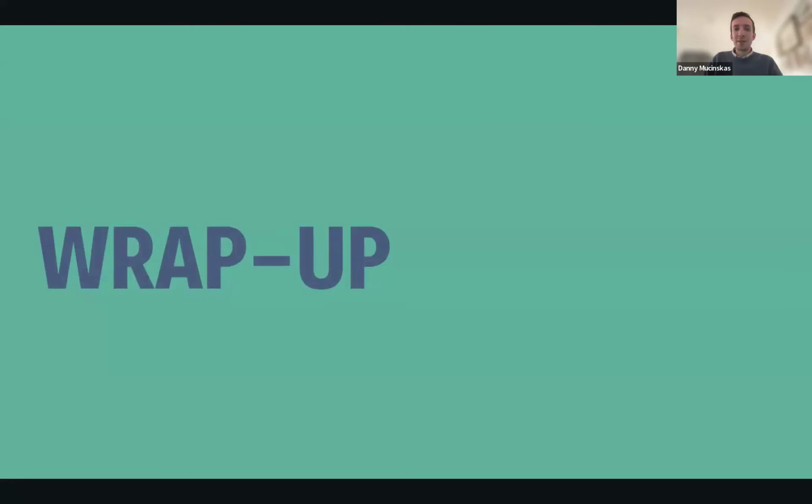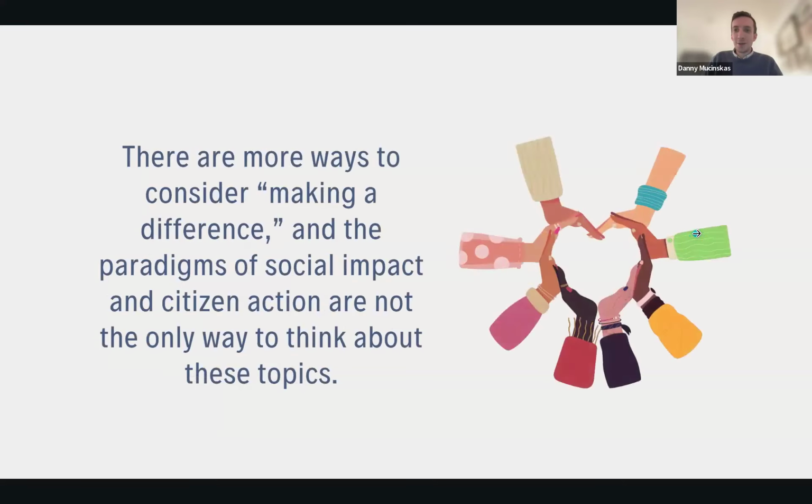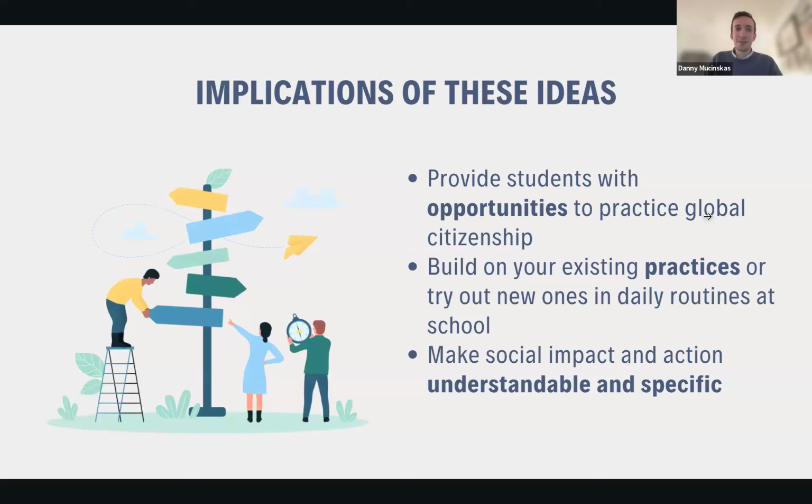So, wrapping up from some of these frameworks that we think could be really helpful in actually discussing and thinking about with learners of all sorts together, to give them a way to think about what it means to do social action or be a global citizen. There are many ways to think about making a difference. The paradigms I just shared are not the only way to think about these topics, but are one way. We'd love to learn from you about other ways that you think about making a difference.